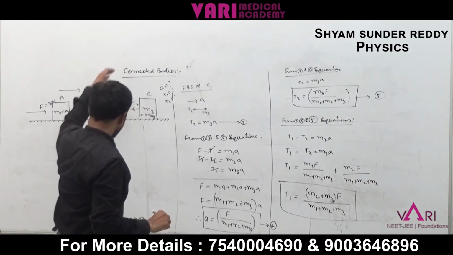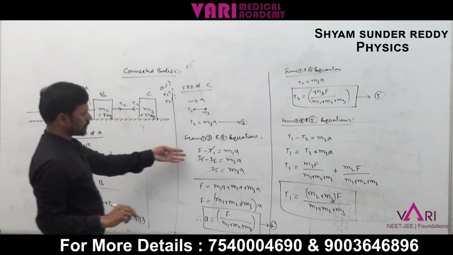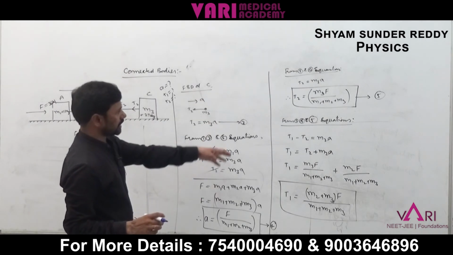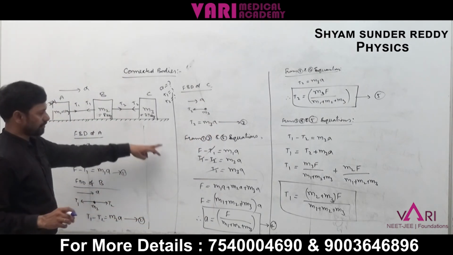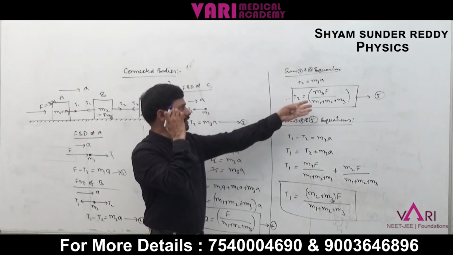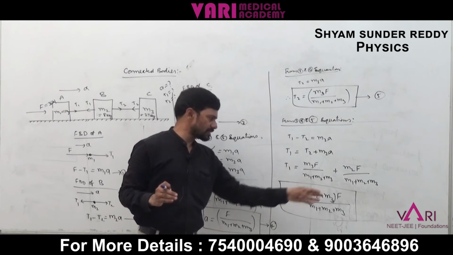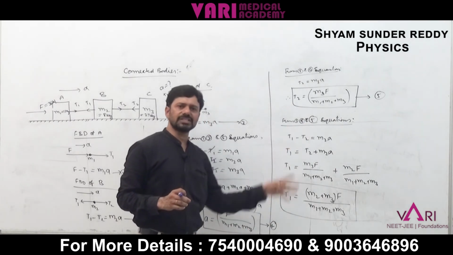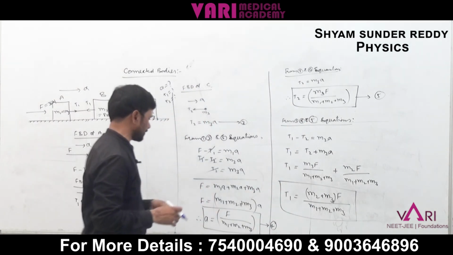Okay. If you have the idea of this, no need to write the total. Just take the equations. What is the A value? A is equal to F by M1 plus M2 plus M3. And T2 is equal to this value. T1 is equal to this. Just substitute the values in these equations, then you will get the result directly.